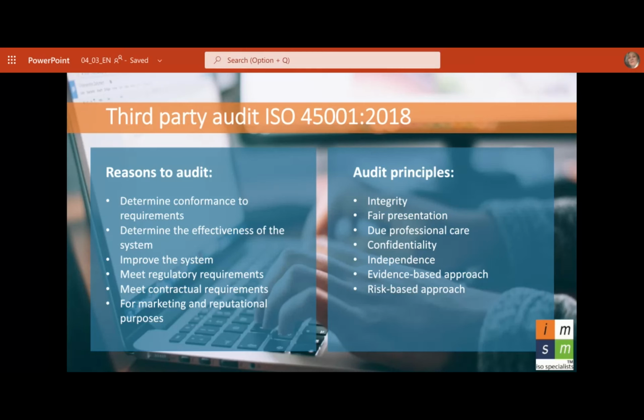Audit principles: integrity, fair presentation, due professional care, confidentiality, independence, evidence-based approach, and a risk-based approach.